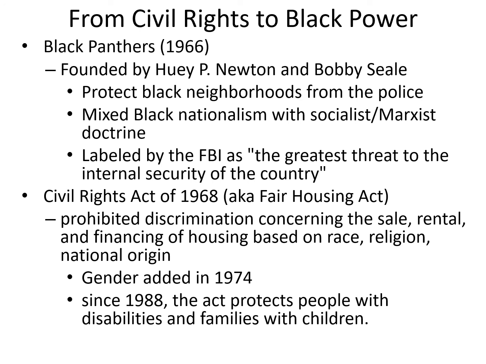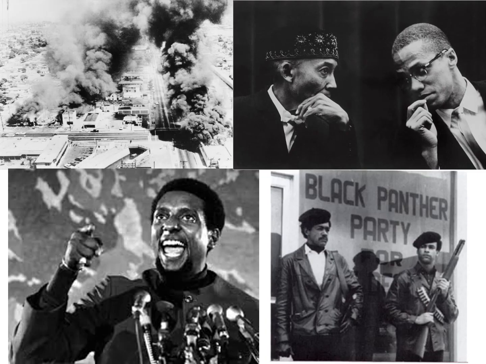1968 becomes a very terrible year. Martin Luther King is assassinated in '68. Bobby Kennedy is assassinated in '68. '68 will be a very, very tough year. So here are the Watts riots in the top left. You've got Malcolm X in the top right, Stokely Carmichael in the bottom left, and then the Black Panther Party in the bottom right.